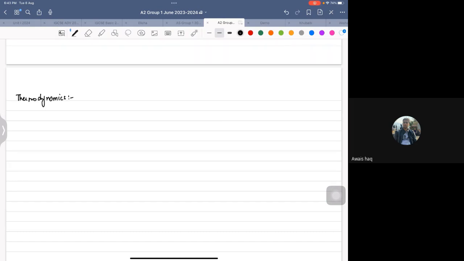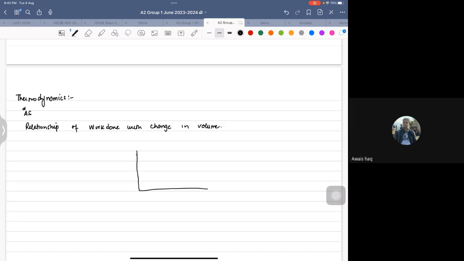Now, a few things from AS that we've got to remind ourselves with is the relationship of work done with change in volume. That's what we're going to start with.